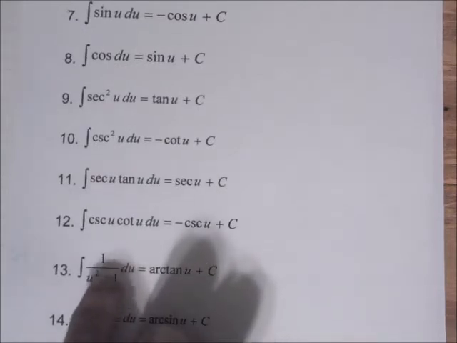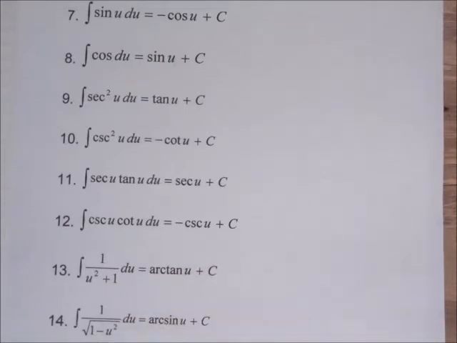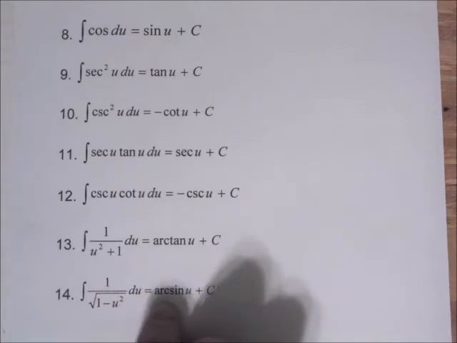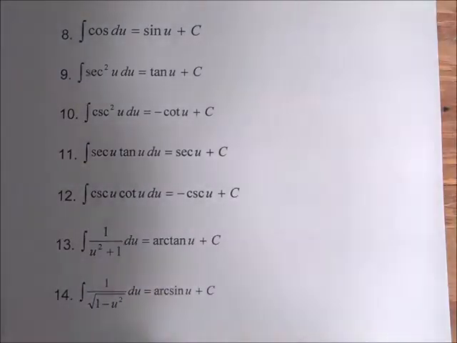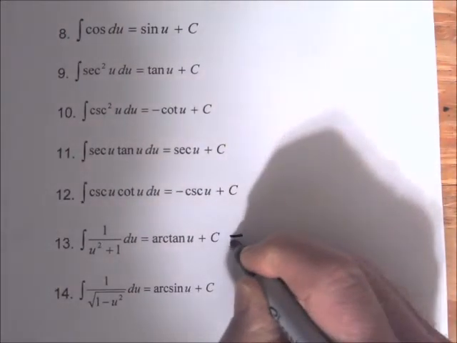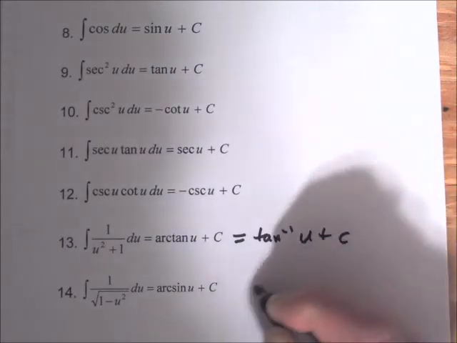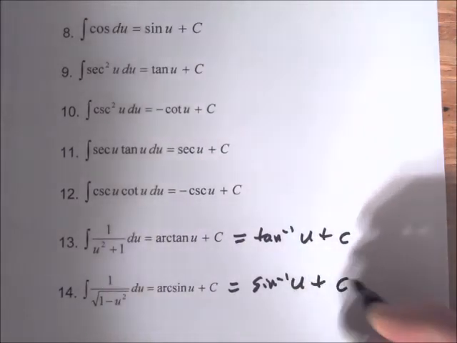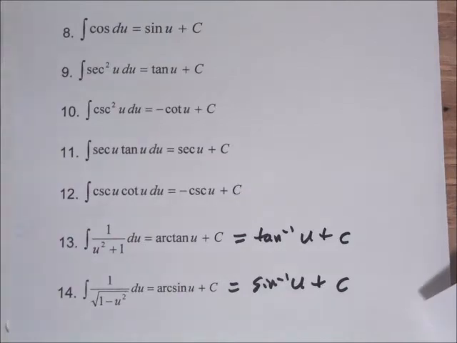The antiderivative of 1 over u squared plus 1 is the inverse tangent, and the antiderivative of 1 over the square root of 1 minus u squared is the inverse sine. It's also written as tan to the minus 1 of u plus a constant, and sine to the minus 1. That's another way of expressing the inverse tangent and the inverse sine. Okay, so let's go over some examples.